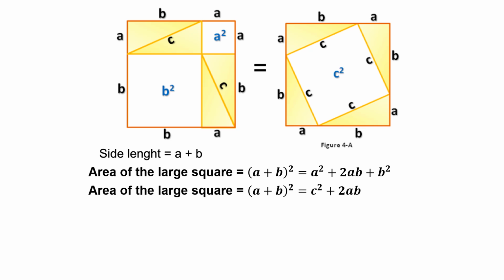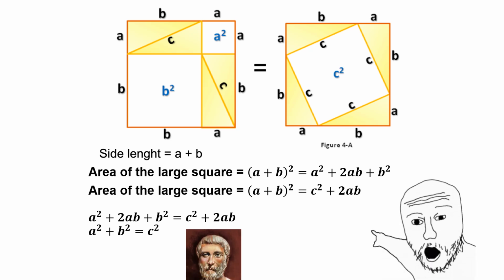Substituting the equation (a+b)² = a² + 2ab + b² into this equation gives a² + 2ab + b² = c² + 2ab, which can be further simplified to a² + b² = c². And there we have it. The Pythagoras theorem has just been proven by rearranging a bunch of geometric shapes. You can see it was not so hard, was it? One down and three left to go.